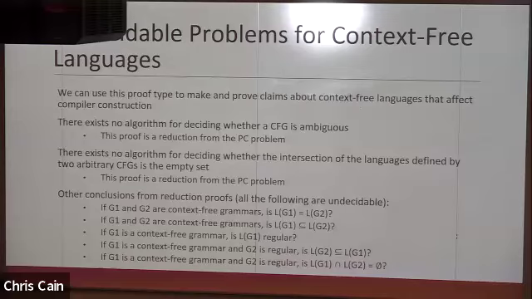Given G1 and G2 are context-free grammars, is L(G1) a proper subset? Is this a subset? Or, yeah, proper subset would be without the bottom bar.